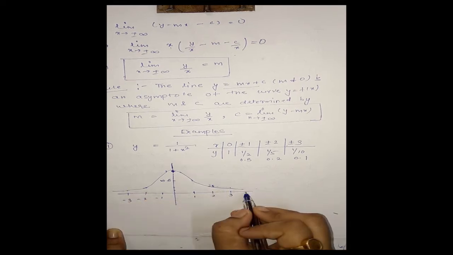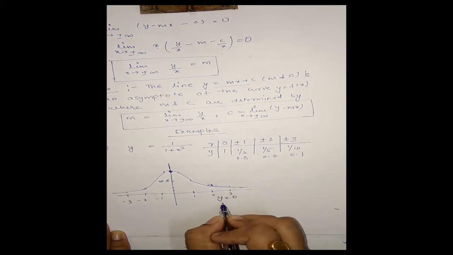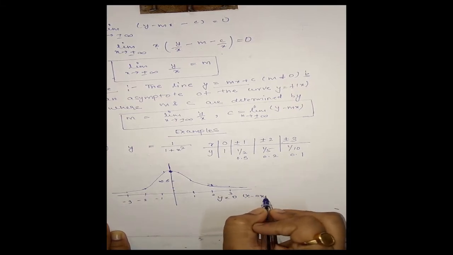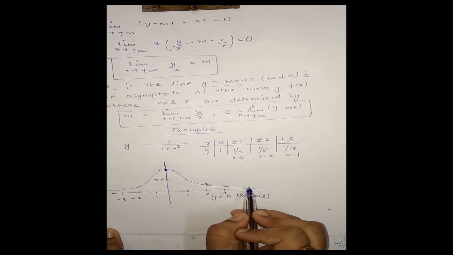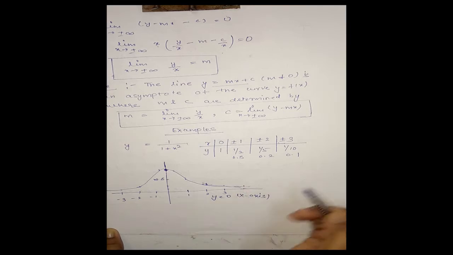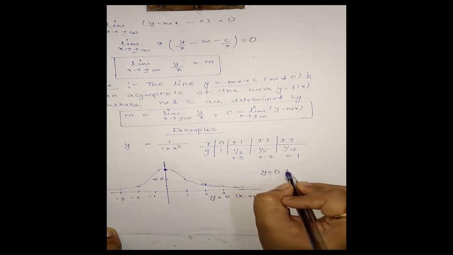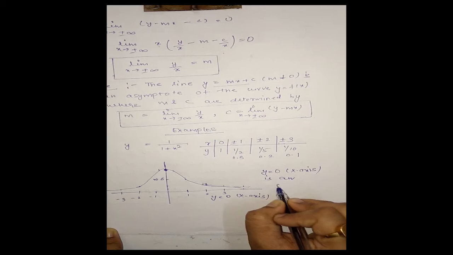Okay, the graph is of this form. This is the line y is equal to 0, the x-axis. Now from this graph, it is clear that as x tends to infinity, the distance of any point on this curve to this line is 0. That means y is equal to 0, that is, the x-axis, is an asymptote by definition.